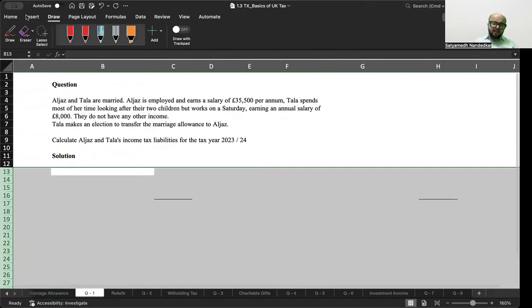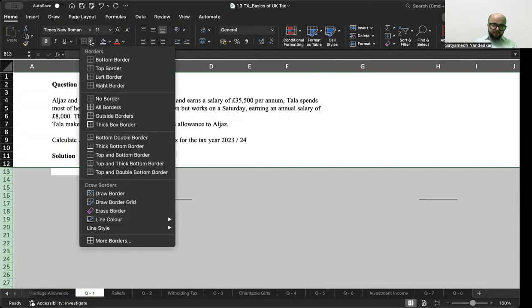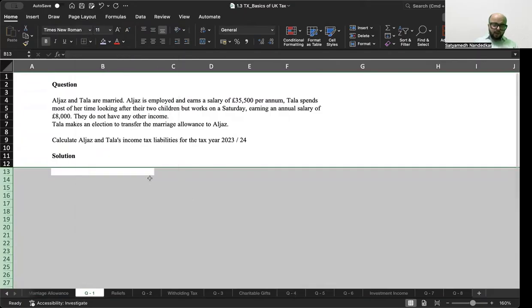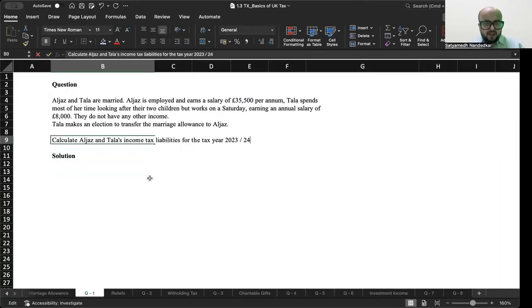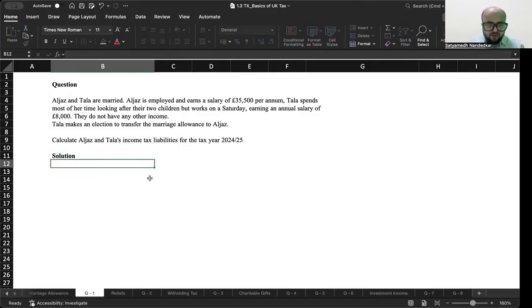Okay. Aljaz and Tala are married, and Aljaz is employed and earns a salary of 35,500. Tala spends most of her time looking after their two children but works on a Saturday, earning an annual salary of 8,000 pounds. They do not have any other income. Tala makes an election to transfer the marriage allowance to Aljaz. Calculate Aljaz and Tala's income tax liabilities for tax year 24-25.